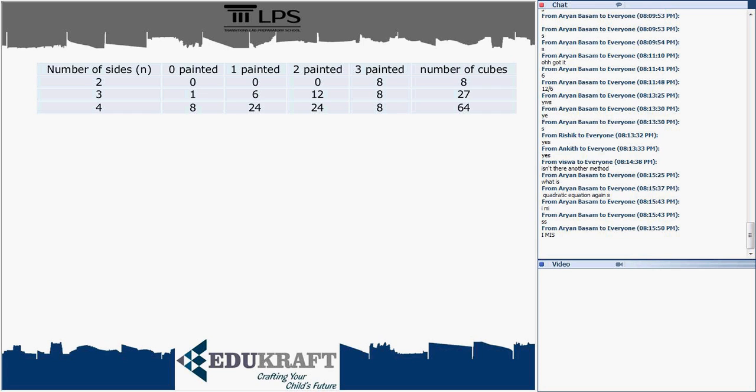We'll list it down now, 2, 3, which we have here. I have tabulated everything. For the cube, 0 painted will be 0, 1 painted will be 0, and 2 painted is also going to be 0, but 3 painted will be 8. Okay, these are the results that we had discussed.